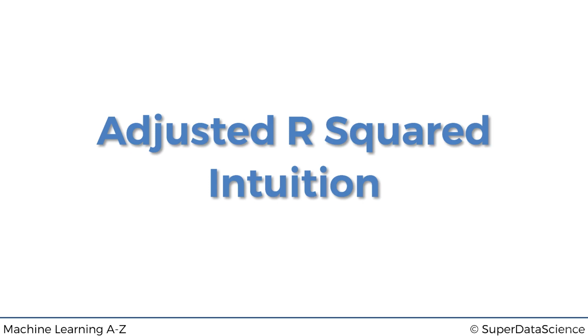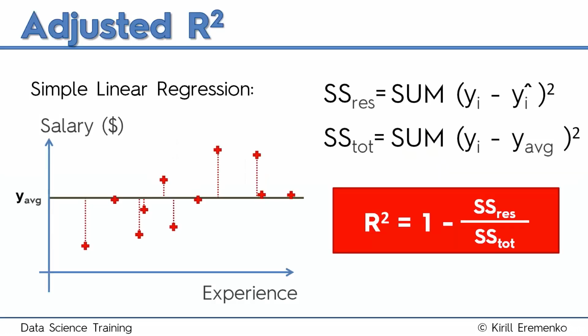All right, so this is the fun part, adjusted R squared. So here we've got a simple linear regression. We've talked about how the R squared is derived. The formula for R squared is equal to 1 minus sum of squares of residuals divided by total sum of squares, where sum of squares of residuals is the sum of squares of the distances from the observations to your fitted line.